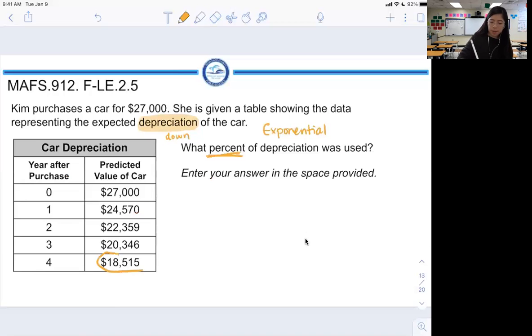So go from the bottom up. Start down here and divide 18,515 divided by 20,346. What do you get?